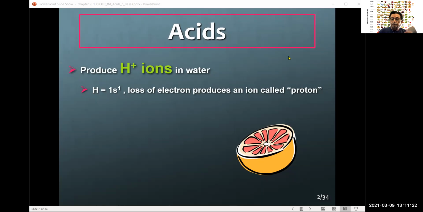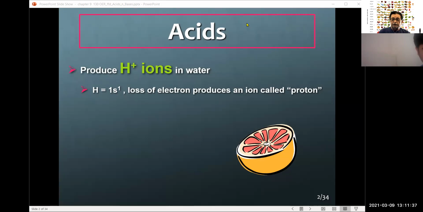So any chemical that, when placed in water, produces what we call a proton, or an H plus ion. Okay. Now, how does that happen? Well, let me share the whiteboard with you.